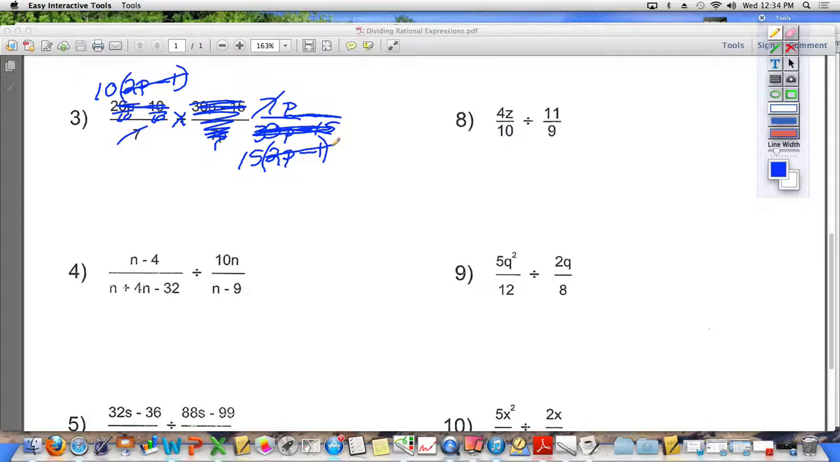What's left? 10 over 15p. 10 what? Where is the p? Oh, on top. So I have 10p, leave the p wherever it is, on the top. On the bottom you have 15. 10 over 15 reduces to 2 over 3. So this ends up being 2p over 3.